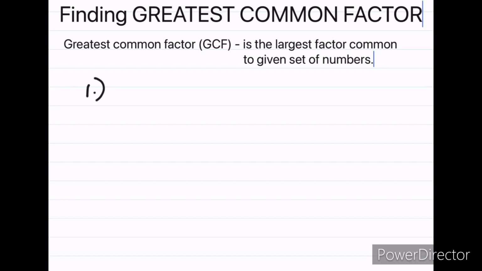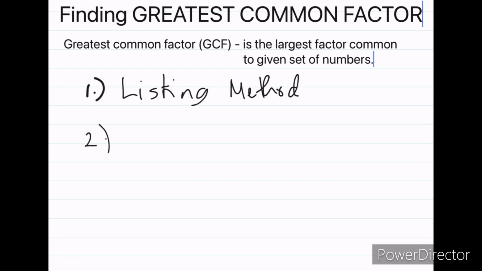First is the listing method. This is one of the methods that we can use in finding the GCF. Second is the factor tree. Another way to find the GCF is the factor tree.